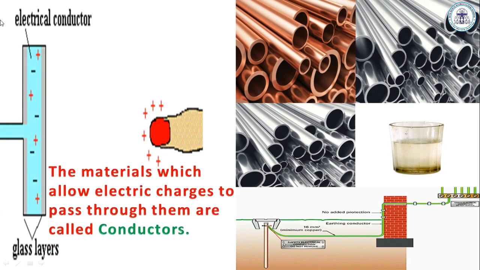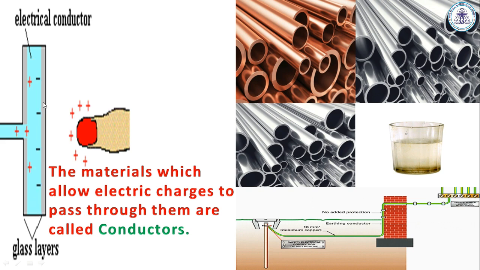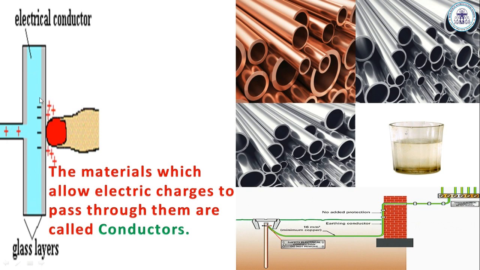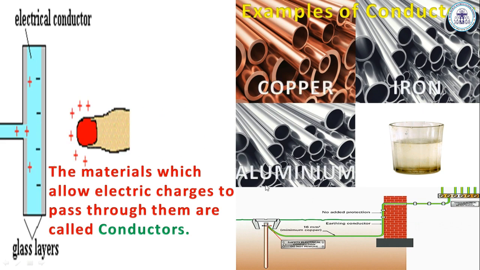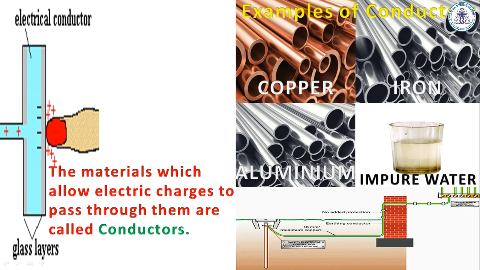Conductors. The materials which allow electric charges to pass through them are called conductors. Examples of conductors are copper, iron, aluminium, impure water, earth, etc.